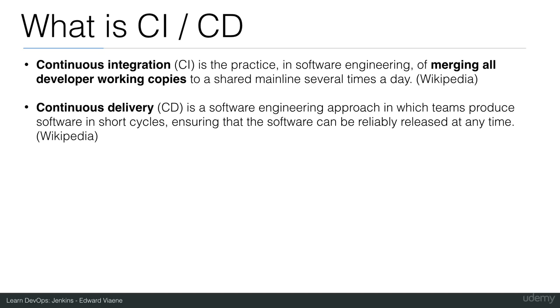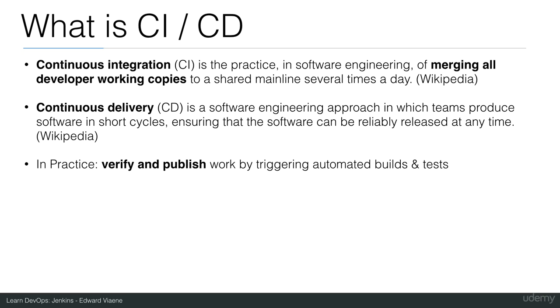Continuous delivery, on the other side, abbreviated as CD, is a software engineering approach in which teams produce software in short cycles, ensuring that the software can be reliably released at any time. Jenkins can really help you to release software in short cycles and then ensure its reliability, because we're going to test and build the software over and over again.